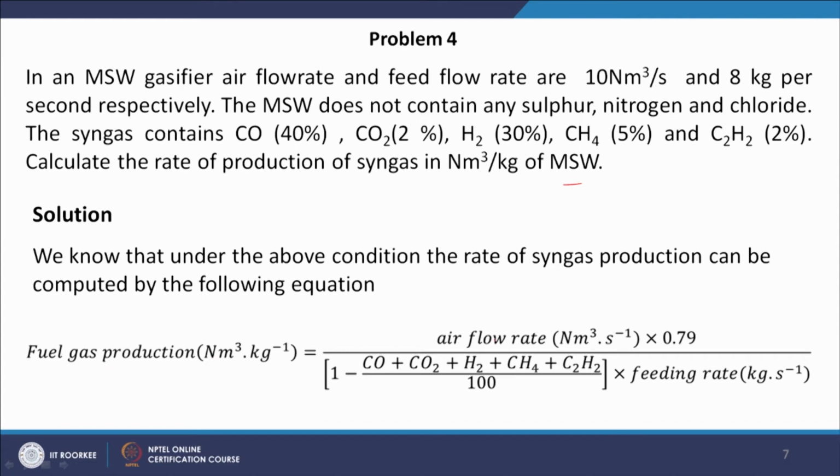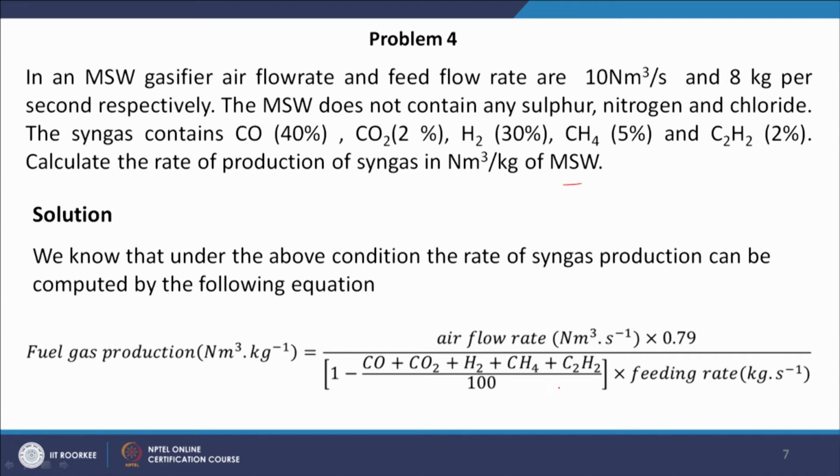On the right hand side we get the air flow rate, in normal meter cube per second, into 0.79, because 79% of the volume of air is nitrogen. The nitrogen output is the fuel gas side, and the inlet is the air flow rate into 0.79. This is the total volume of nitrogen present in the air, and this is the volume of nitrogen present in the fuel gas. So this expression is just on the basis of nitrogen mass balance.